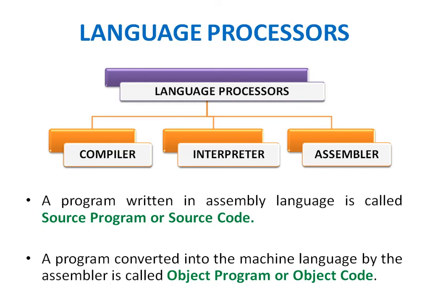Before we read more about these processors, we have to understand a few terms: source program and object program. Now, what are these? A program written in assembly language is called a source program or source code. A program converted into the machine language by the assembler is called object program or object code.